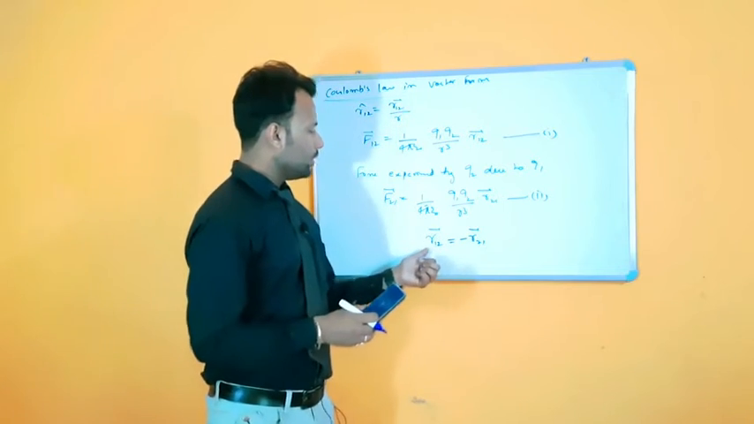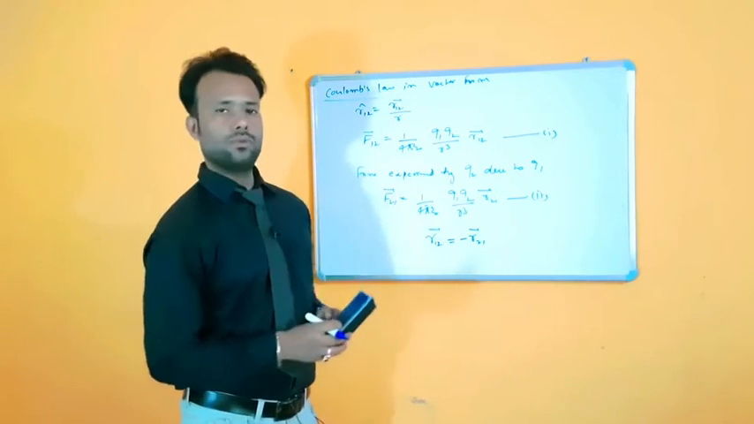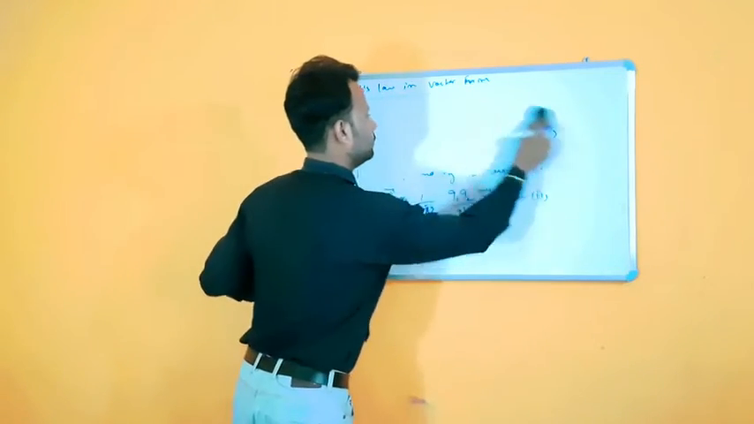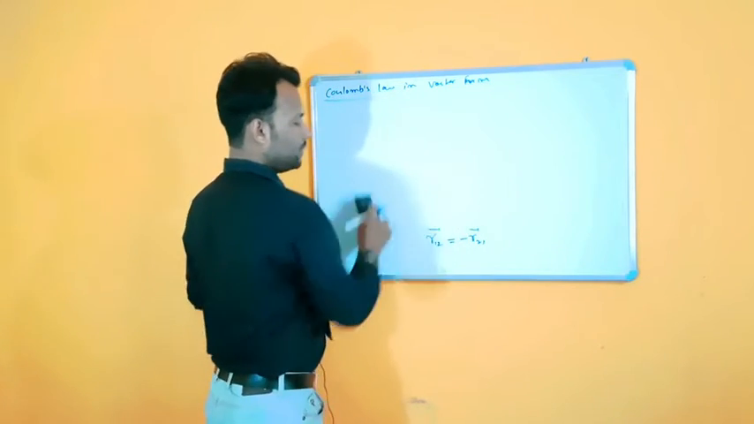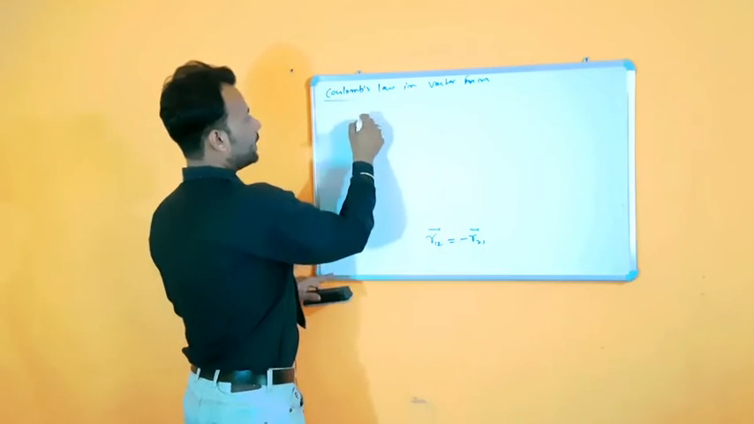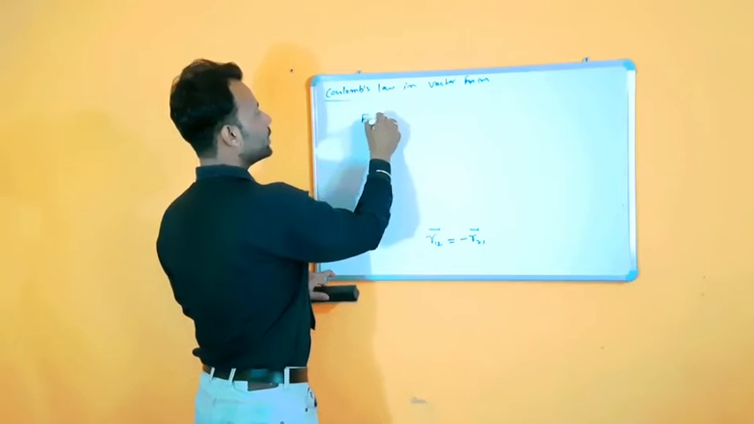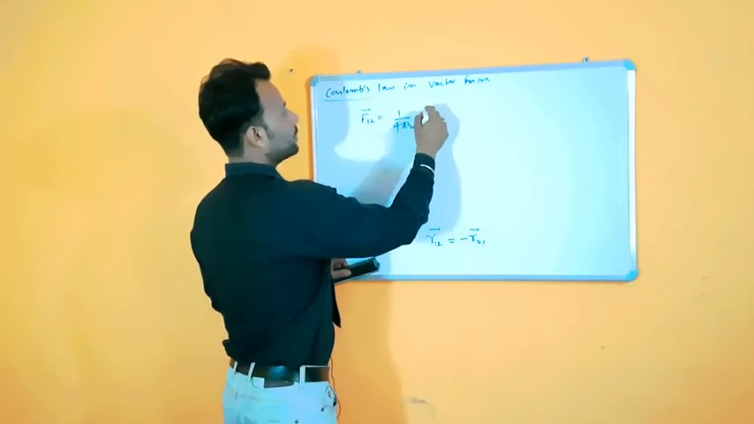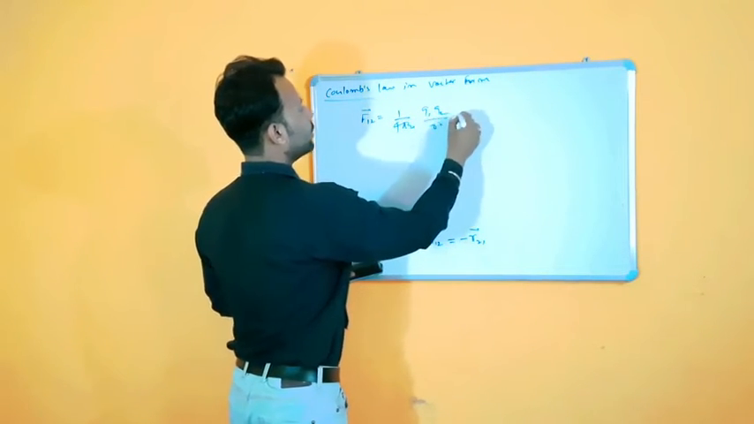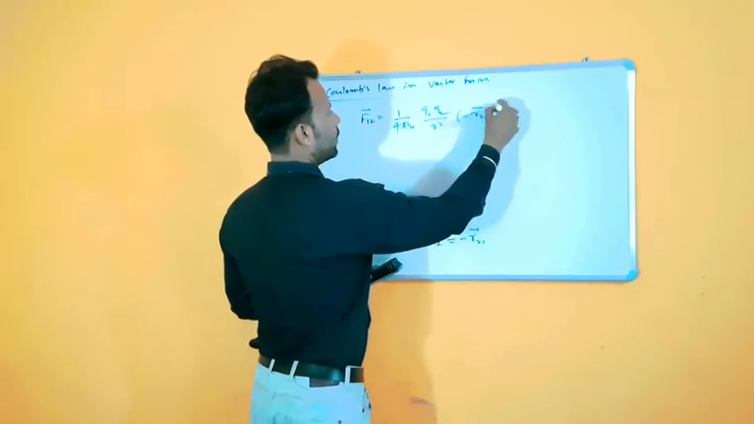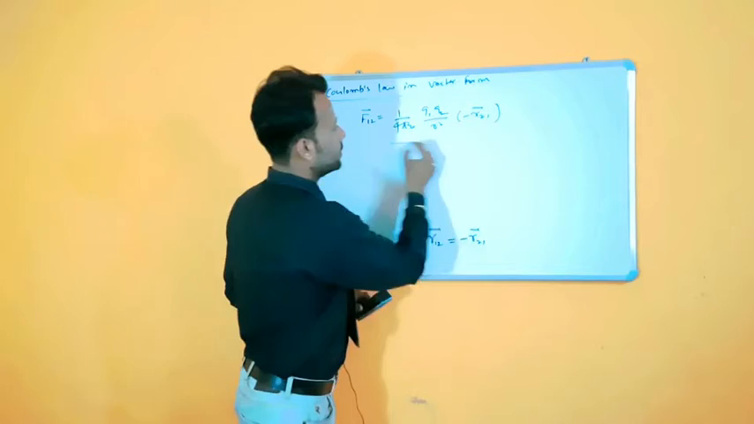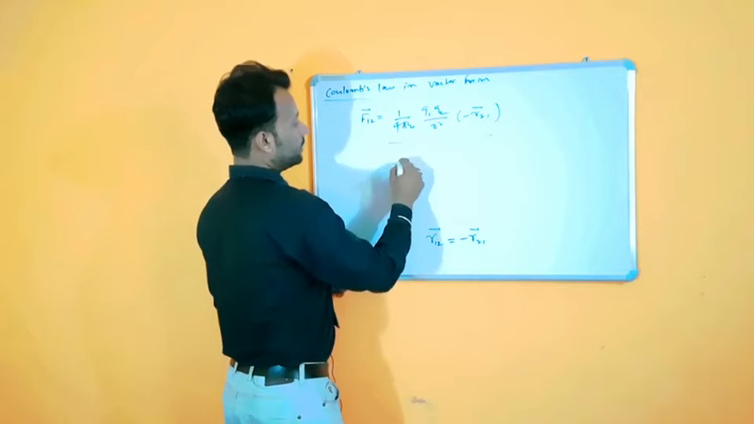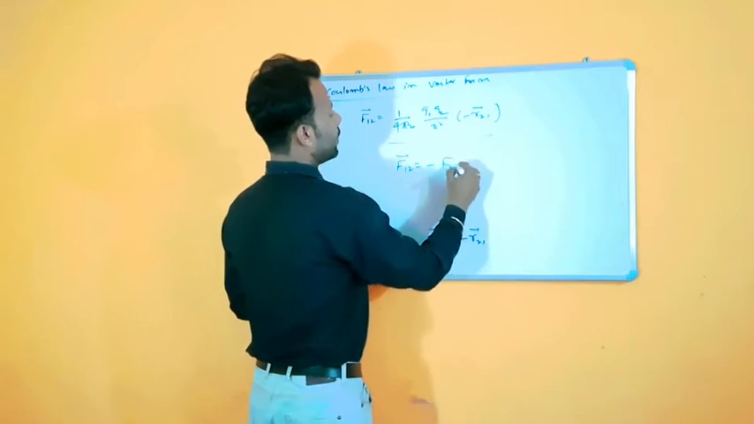So if we put the value of r12 in equation number 1, what will we get? We will get F12 is equal to 1 upon 4 pi epsilon naught q1 q2 upon r cube and minus r21. And you know that this is nothing but F21. So this becomes F12 is equal to minus F21.